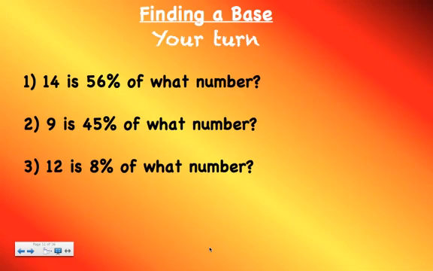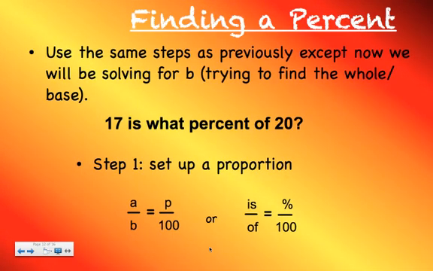All right, our last piece. So far we had to try to find the part, and then we had to try to find the base. In this example, we're going to try to find the percent. We're going to use the same steps as previously. We are just going to set up a proportion, and in this case, we're actually going to have to try to find P. They're going to give us the part, they're going to give us the whole, or the is over the of, and we're going to have to find the percent. Step 1 is just like everything else. Set up your proportion with the information provided.